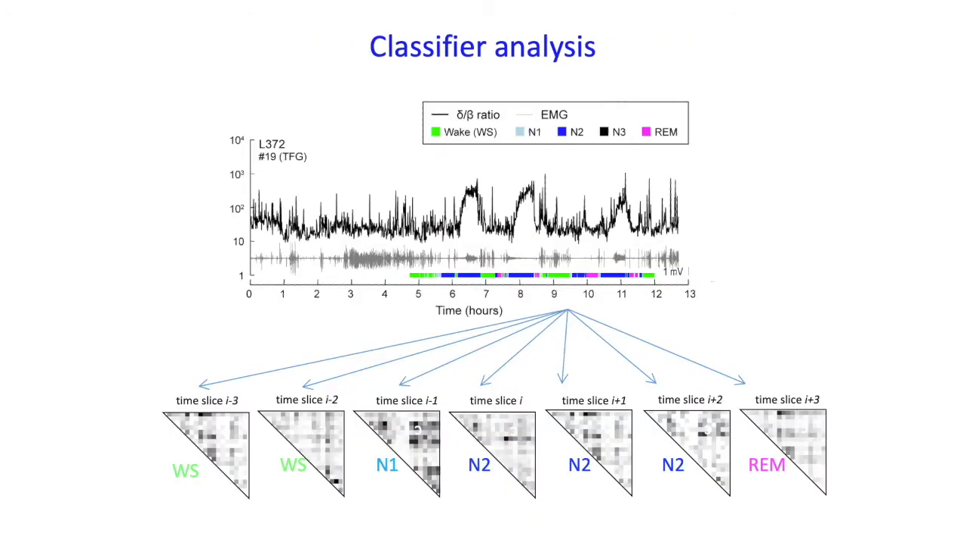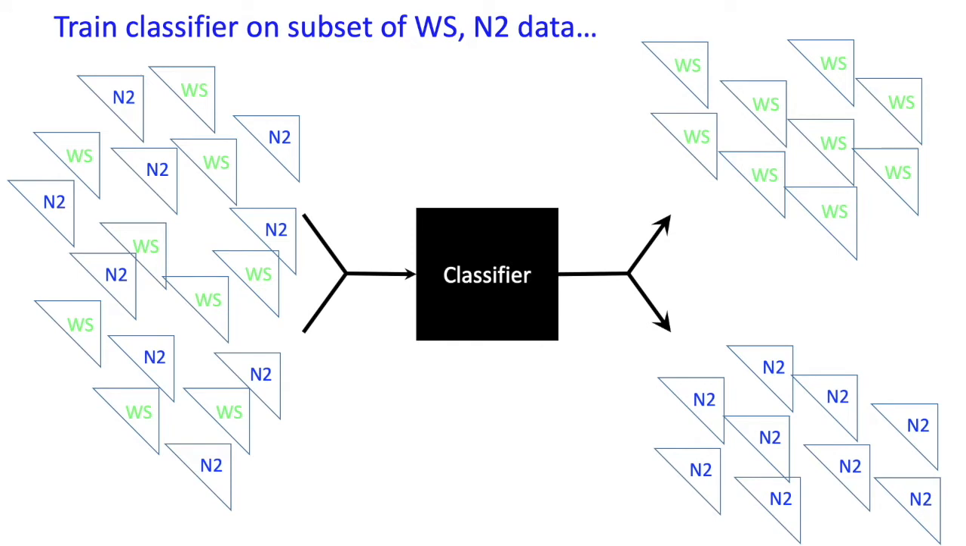The second analysis we applied was a classifier analysis, again based on the adjacency matrices calculated for each time slice with its associated label. For each subject, we selected a subset of the wake-sleep and N2 time slices and trained a linear classifier to distinguish between the adjacency matrices for these two states, using a logistic regression output to yield a value of 1 for most wake-sleep-like and 0 for most N2-like.